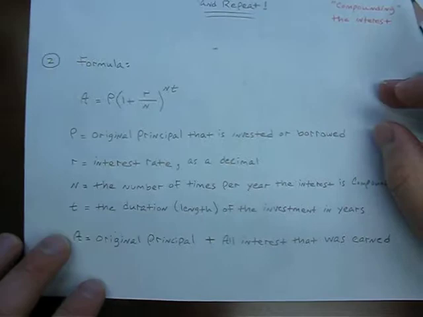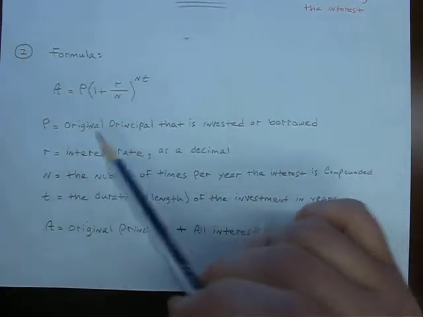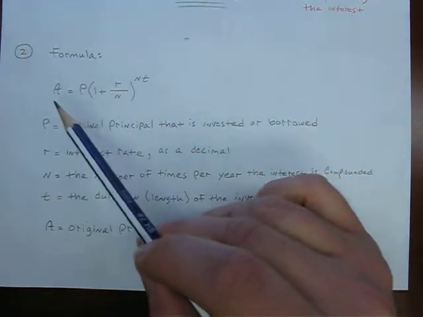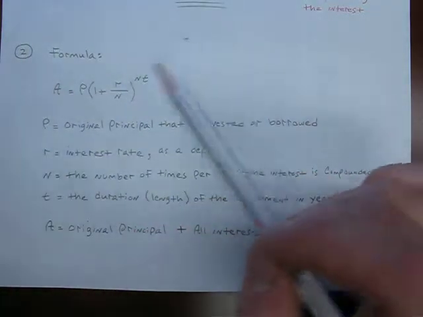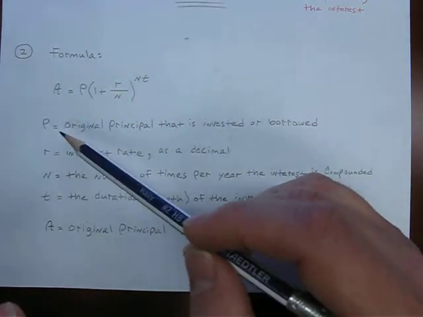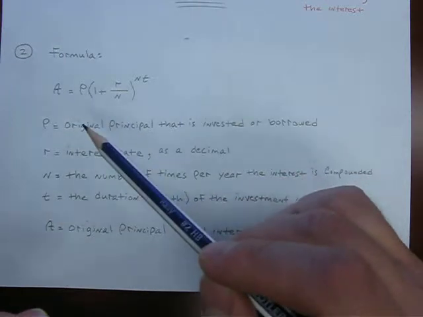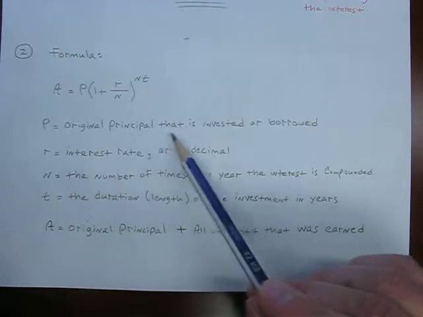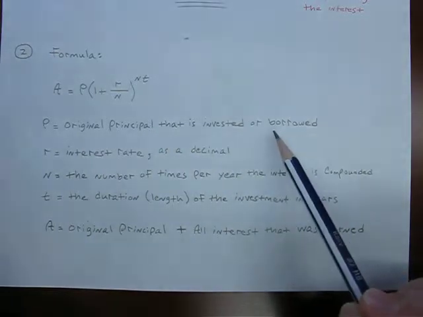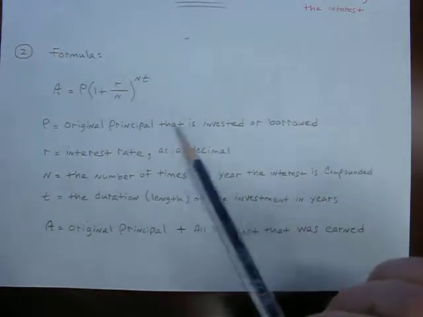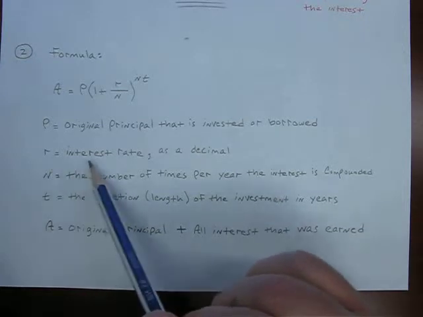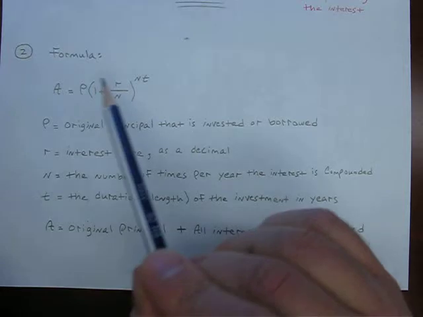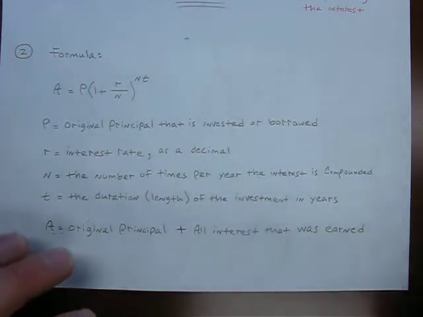We have this formula right here that will do the math for us. I'll take the formula at face value and just tell you what every part of it is. You see that capital P? That's the original principal that we invest or borrow, what I was talking about up there. R is the interest rate, and for the sake of this formula, that needs to be a decimal.